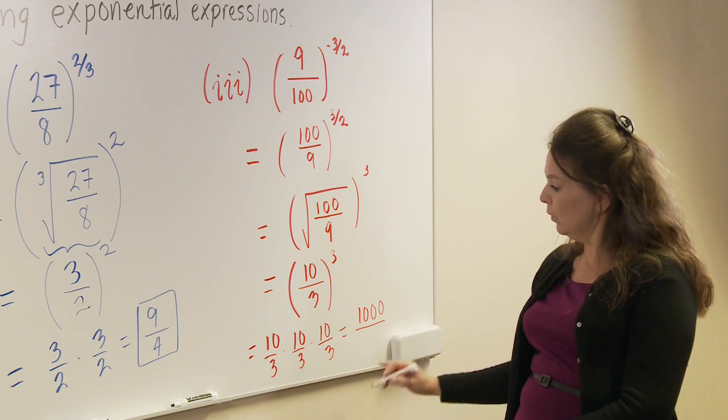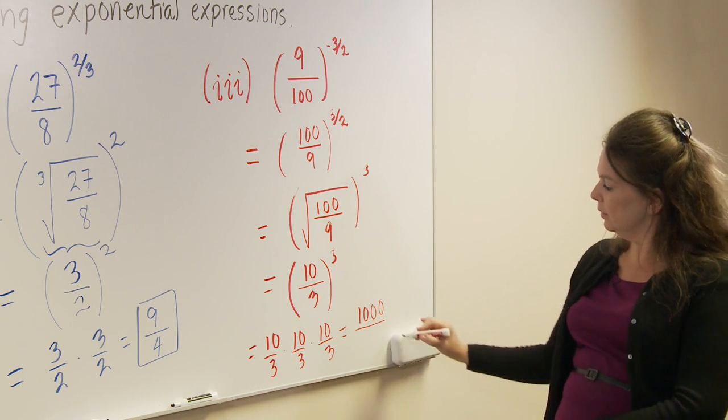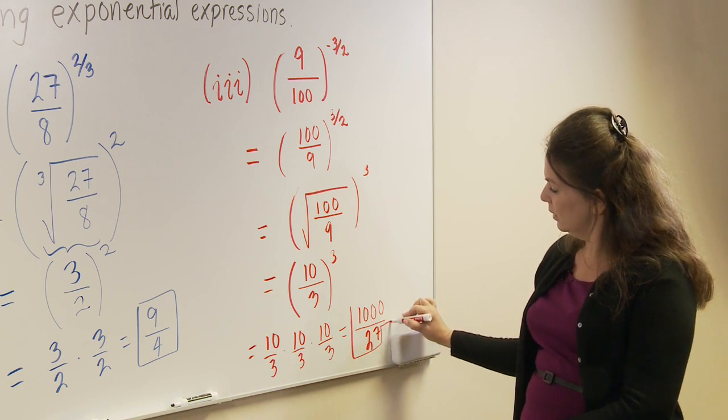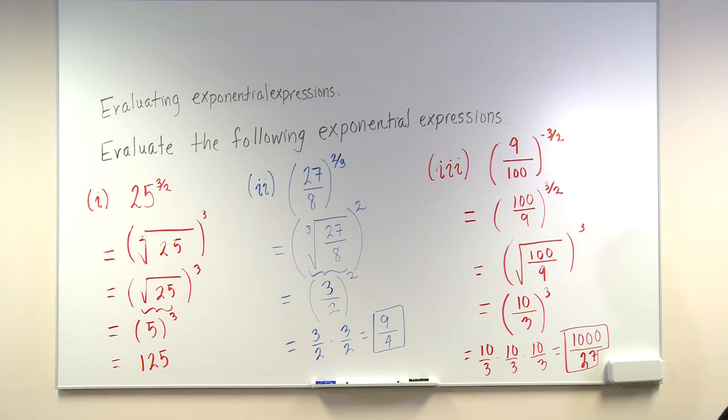1,000 over 3 times 3 is 9, times an additional 3 is 27. 1,000 over 27.